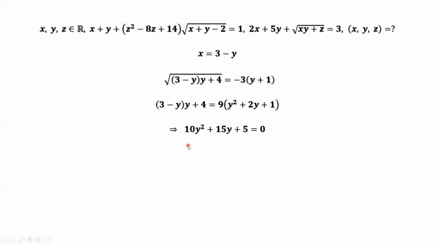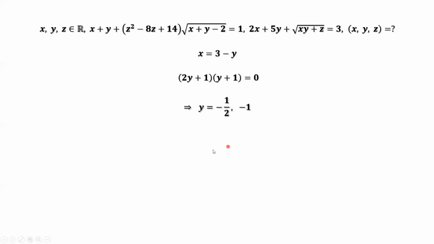Simplify this equation, we have 10y squared plus 15y plus 5 equals 0. Factoring the left-hand side, we have (2y plus 1) times (y plus 1) equals 0. Therefore, we have two solutions for y. y equals negative 1/2 and y equals negative 1. Because x equals 3 minus y, we replace y by negative 1/2 and negative 1. We have two x values, 7/2 and 4.